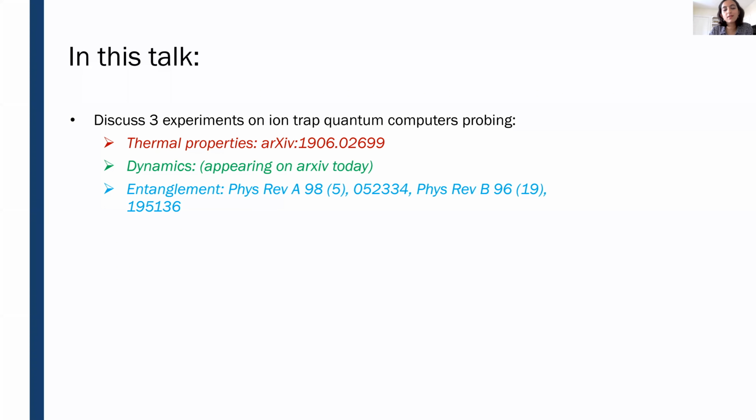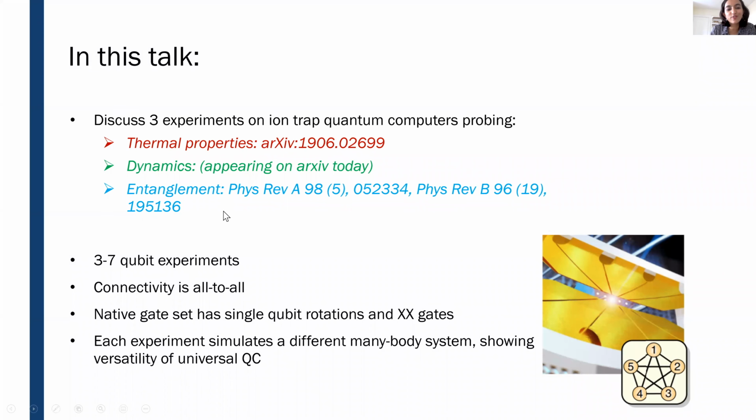So in this talk, I was planning to discuss a few different systems, but instead maybe I'll talk about the second one. In my research, I've studied several different kinds of properties of condensed matter systems on quantum computers, whether they're thermal properties, dynamics, or measuring something like the entanglement entropy. And all the experiments I would have described were conducted on 3 to 7 qubits on an ion trap system where the connectivity was all to all.